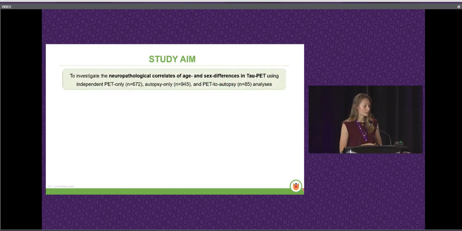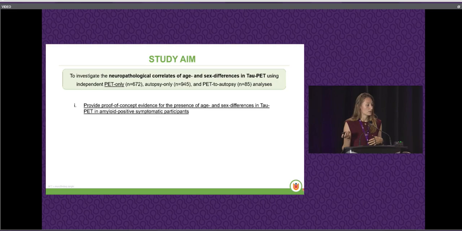So our aim was to investigate the neuropathological correlates of age and sex differences in flortaucipir imaging using independent PET-only, autopsy-only, and PET-to-autopsy analyses. We first aimed to provide proof of concept evidence that there are age and sex differences in flortaucipir imaging in specifically amyloid-positive individuals with cognitive impairment.